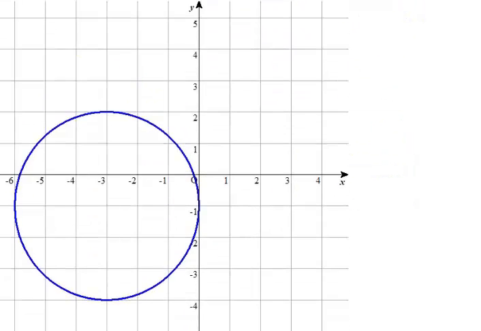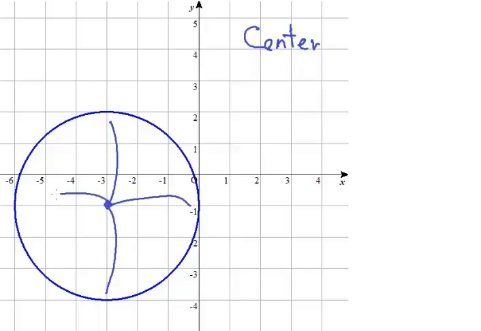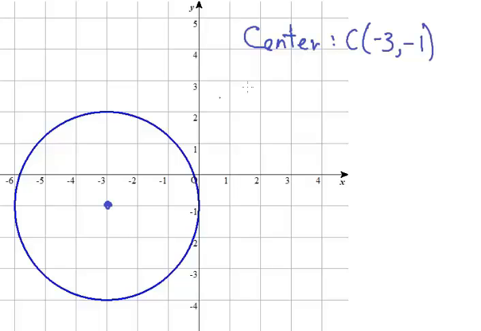A last example. In this case, I know that the center would be this point in here. That's basically at the same distance in all directions. So I know that the center would be minus 3, minus 1. So the center in this case will be minus 3, minus 1. And the radius in this case would be r equals 3.